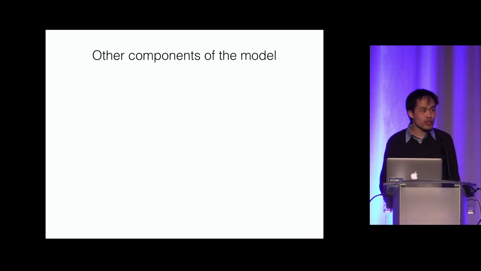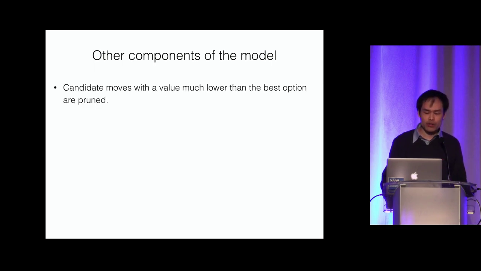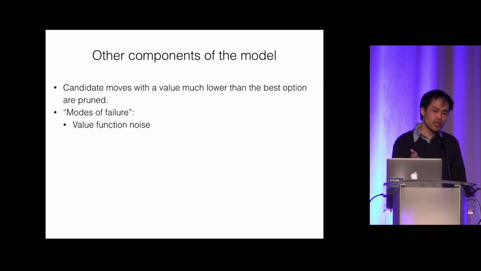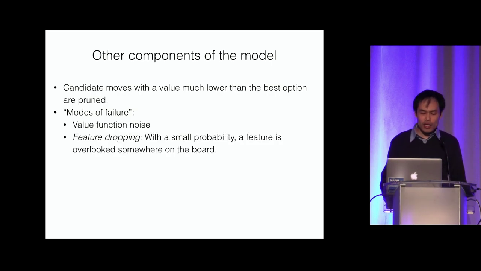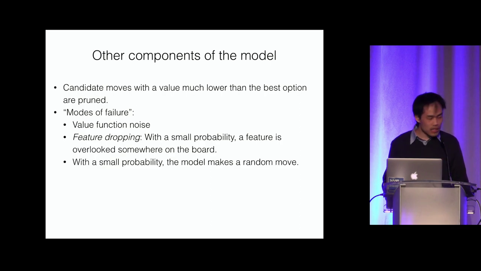Okay, so there are some other components to this model that I haven't told you about yet. One is that you need some kind of pruning. Even on a 4x9 board, there are still 36 possibilities, at least at the beginning, so you have to do some pruning, since you cannot evaluate everything. And then we have to make this more human-like, so you have to build in different forms of noise. There's value function noise, which is very similar to the softmax noise that Sam was just talking about. Feature dropping is sort of an attentional factor where sometimes you just overlook something. Your opponent makes a 3 in a row, and you don't notice it, and you play somewhere else. So that's an attentional drop. And then with a small probability, the model makes a random move, similar to the epsilon greedy that was mentioned previously, so that's just a generic lapse.